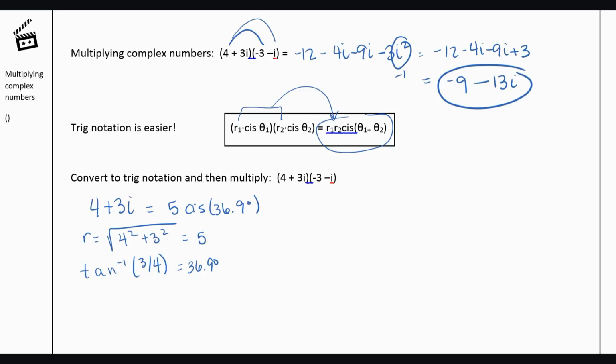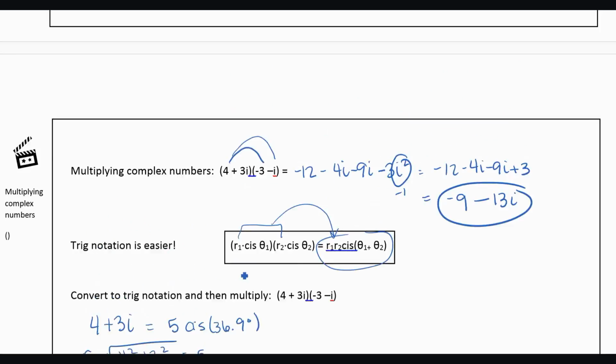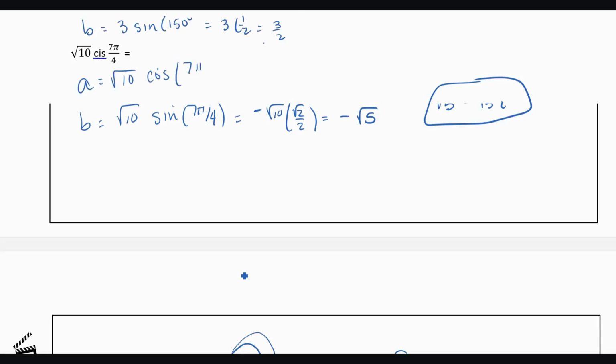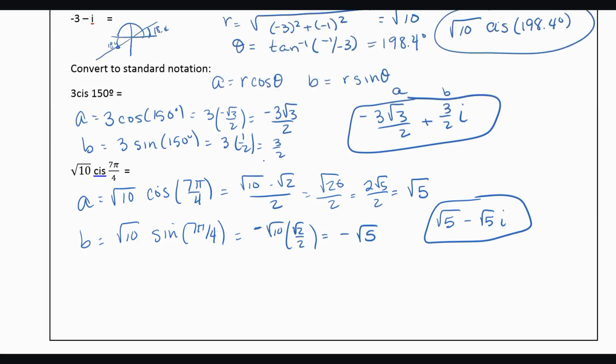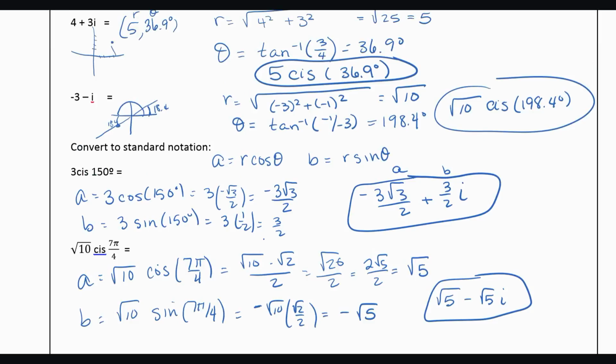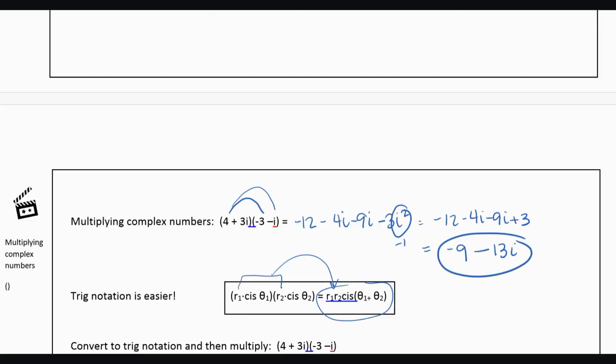And negative 3 minus i we found to be, in just the previous video, when we converted it here, we found that it was square root of 10 CIS of 198.4.